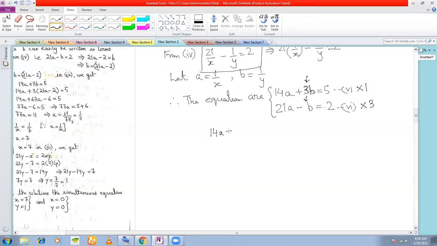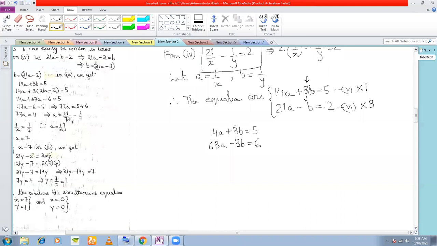So therefore, if I multiply these two by 1 and 3, I will get 14a plus 3b is equal to 5. First equation, I multiply both sides by 1. And second equation, I multiply both sides by 3. So I get 21a, 3a minus 3b is equal to 6.